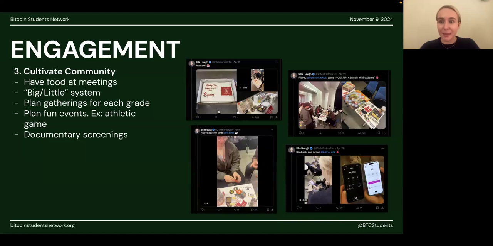Plan fun events, like maybe there's a hockey game that's a really big thing at your school, and maybe you all go together. Or for instance, we did two kinds of parties. We did one for the halving. I know it's only every 4 years, so we lucked out that it was during our first semester. We brought board games, ripped a pack of trading cards, and got set up on Primal and sent sats.